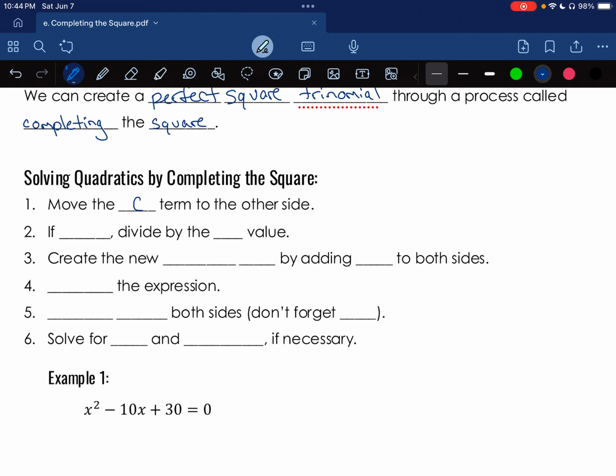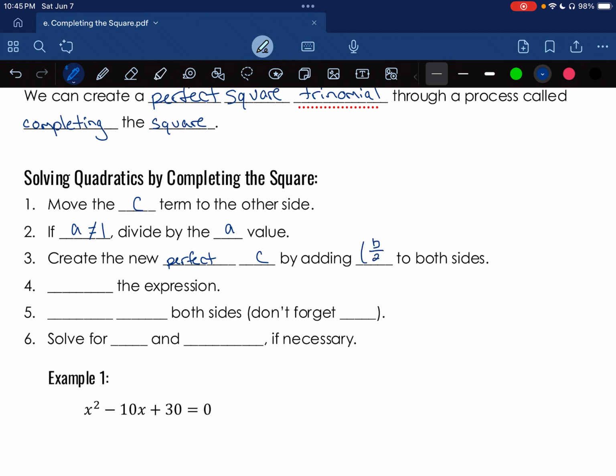If A is not 1, so our leading term is not 1, we're going to divide both sides of our equation by that A value to make it happen. Then we're going to create the new perfect C value, thinking about that pink square made up of the unit tiles. And this is going to be found by B over 2 squared.